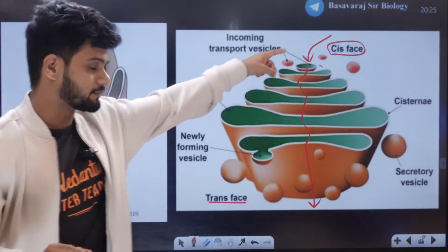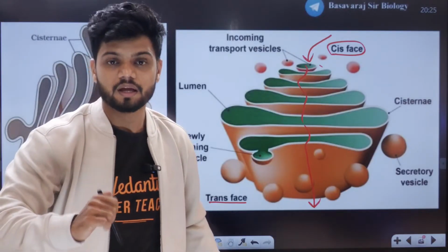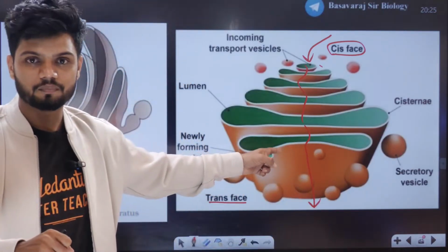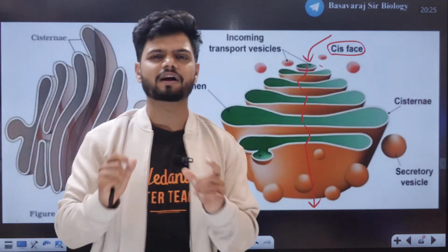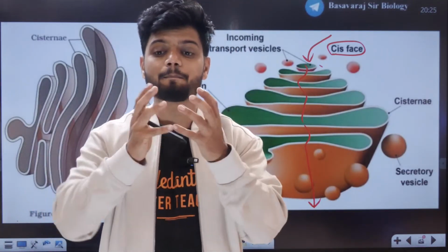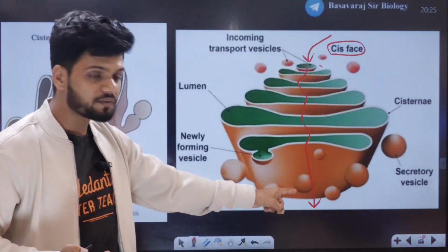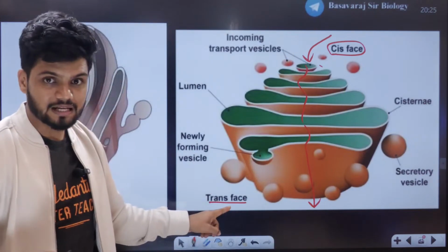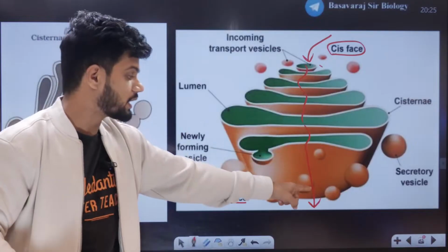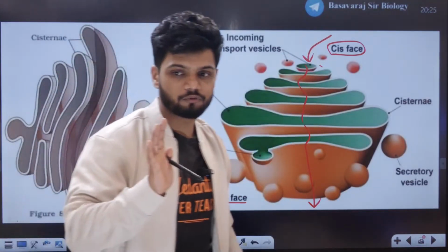If a protein is entering, it will become a glycoprotein after this. If a lipid is entering, it will become a glycolipid after Golgi. So what is Golgi? Golgi is like an Amazon factory. It helps in packaging. So the cis phase is the entry, the trans phase is the exit. Protein is entering, glycoprotein is coming out. Lipid is entering, glycolipid is coming out. All of you can agree with that.